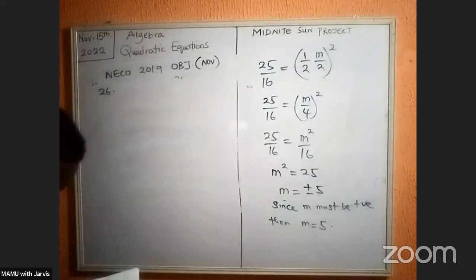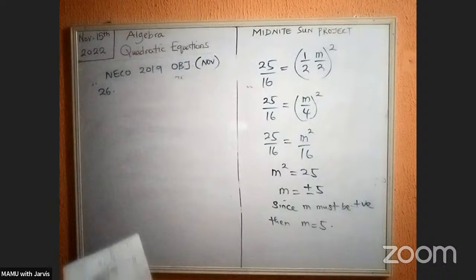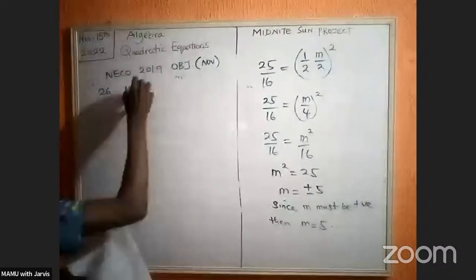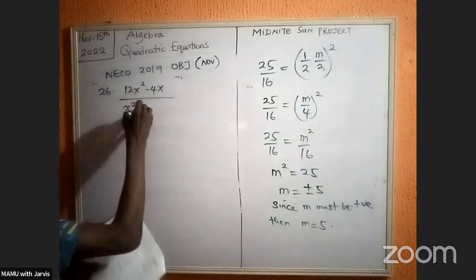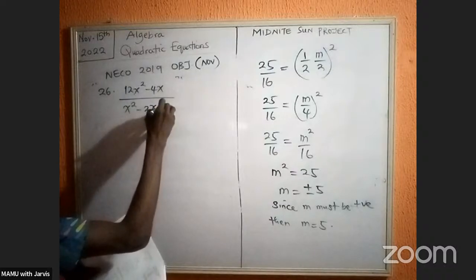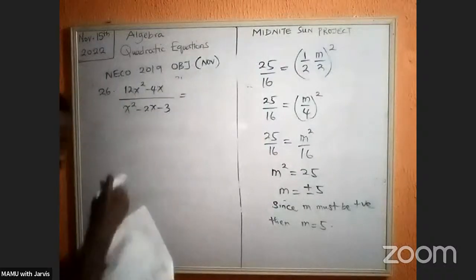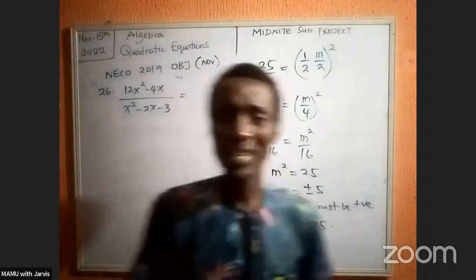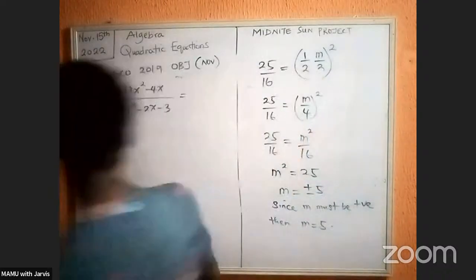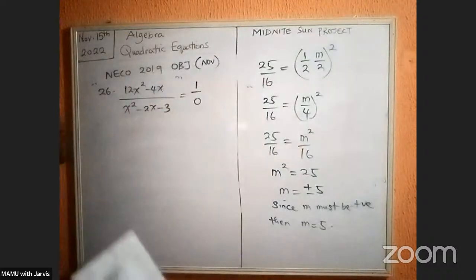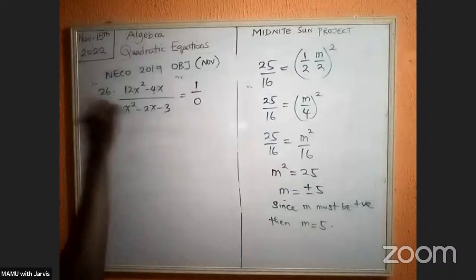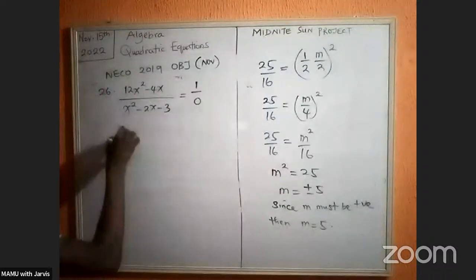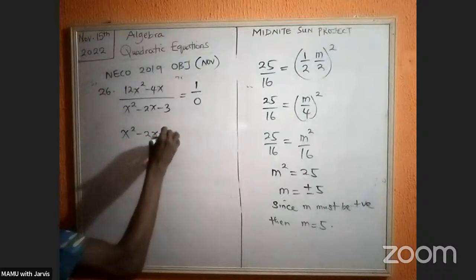It says find a positive value of x for which (12x squared minus 4x) over (x squared minus 2x minus 3) is not defined. When they say an expression is not defined, it means that the expression is equal to 1 over 0. In such a setup, the interpretation is that you equate the denominator to 0.